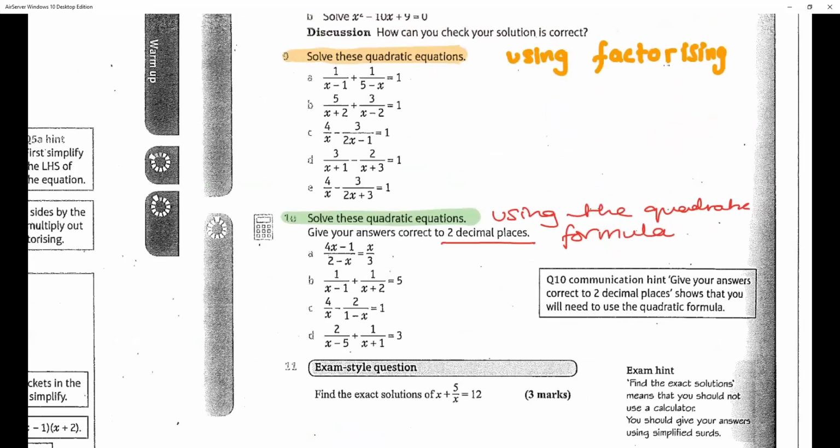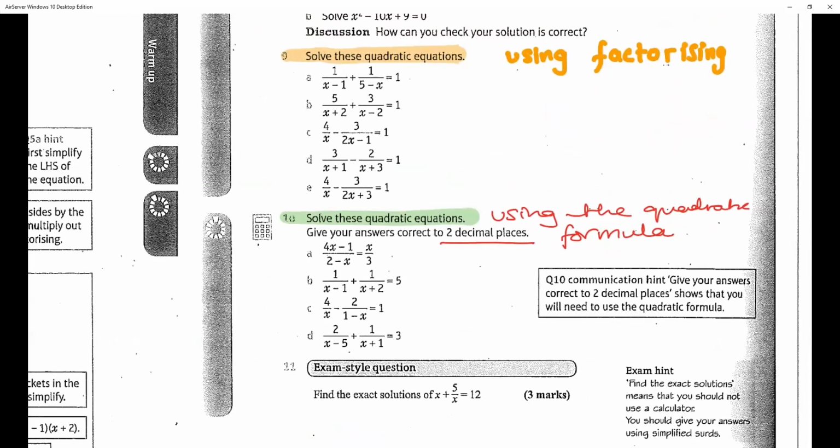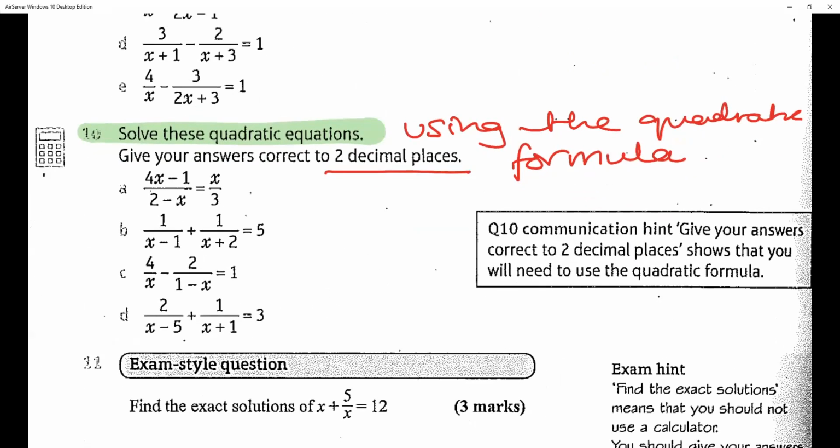So if we look at the wording of the question, for question number 9, it says, solve these quadratic equations. It hasn't said anything else. What that means is they want us to use factorizing, which we've just done. For question 10, it's slightly different. It says, solve these quadratic equations, give your answers correct to 2 decimal places. So they want us to use any method that involves a calculated technique, for example, the quadratic formula, or for example, completing the square.